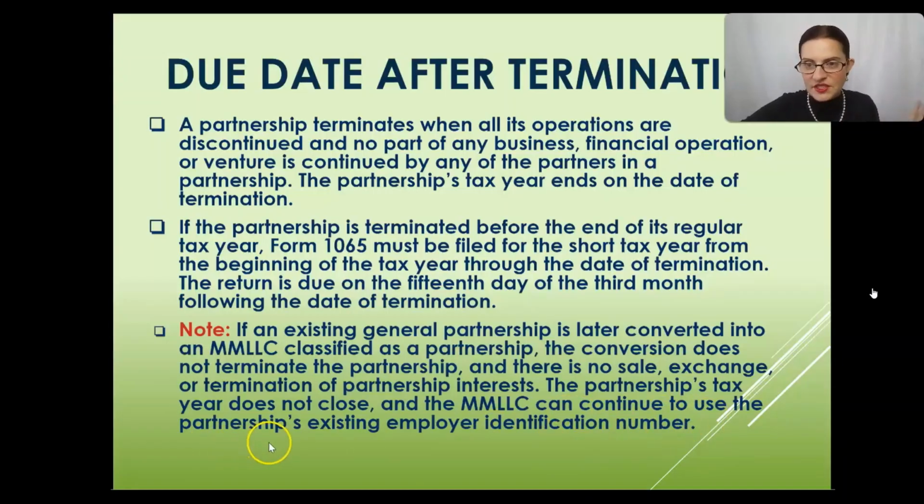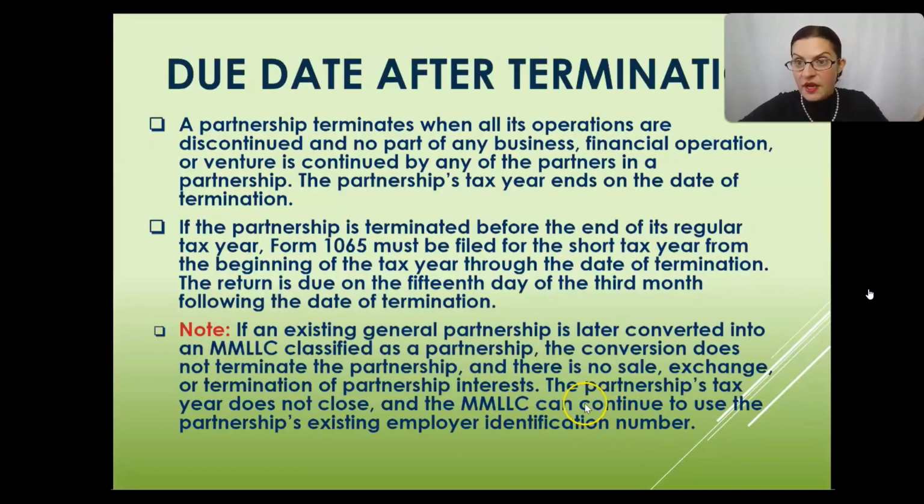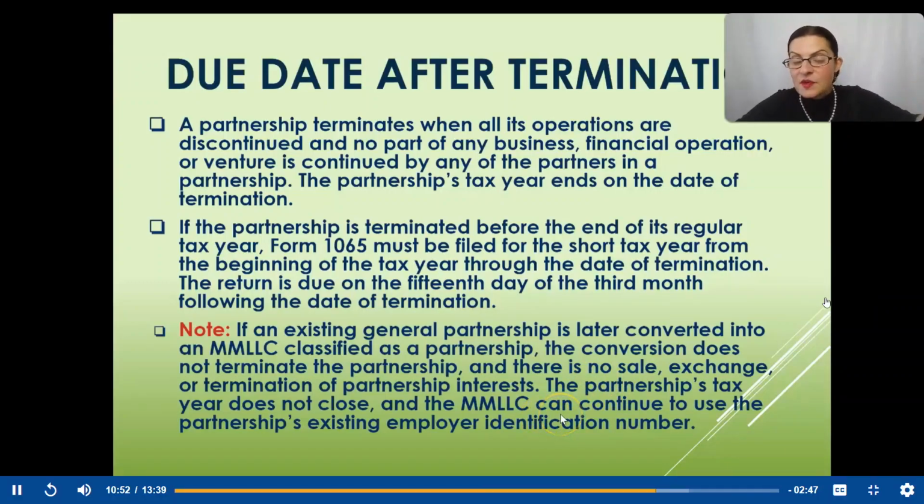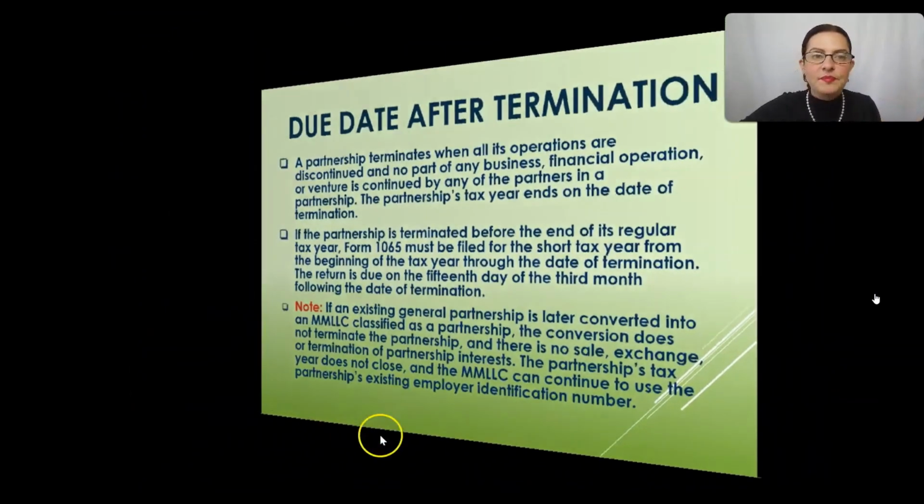The partnership's tax year does not close, and the MMLLC can continue to use the partnership's existing employer identification number. You don't have to change the EIN or anything. If you form an LLC in the middle of the year, and you have an existing partnership already, then it's as if nothing happened, at least to the IRS. I mean, for legal purposes, an LLC is a legal entity, right? But for tax purposes, it's not as if the old partnership dissolved or closed or anything like that. You just continue to use the same EIN.